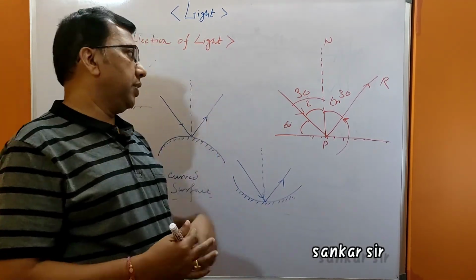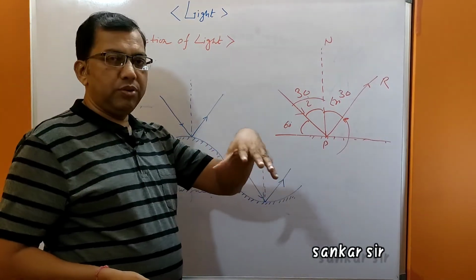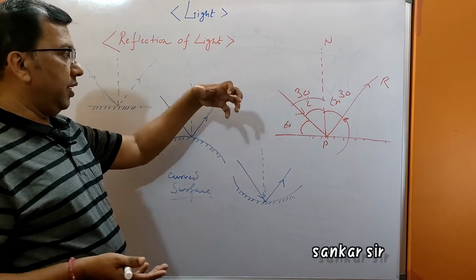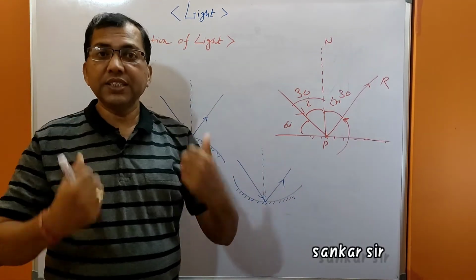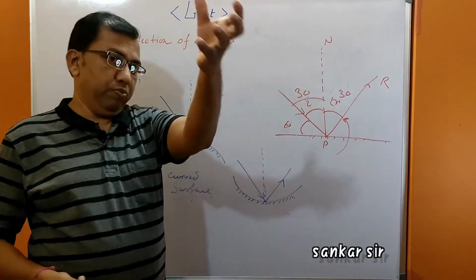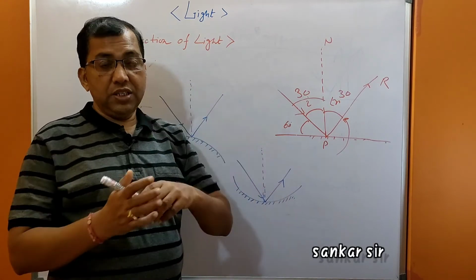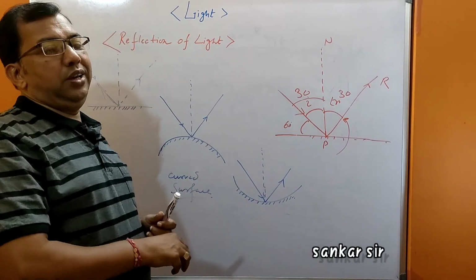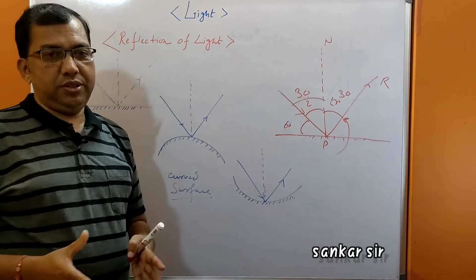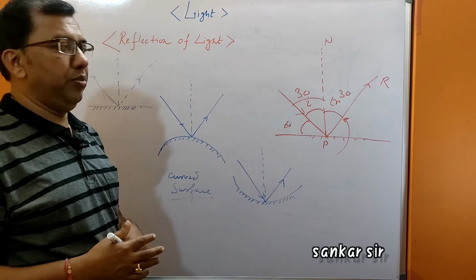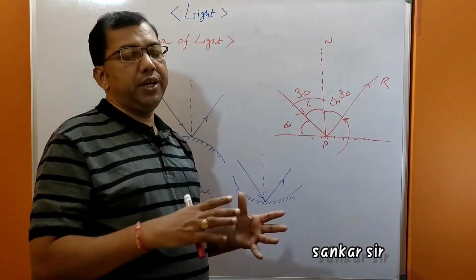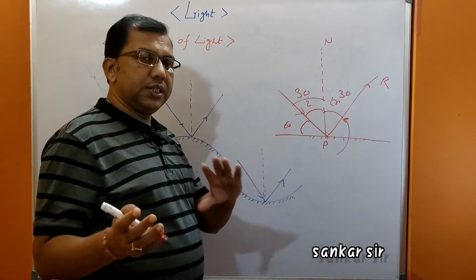Remember it. In the next class, I will discuss images: the real image and the virtual image. A real image is one that can be obtained on a screen; the rays actually meet after reflection at a particular point. In a virtual image, the rays appear to meet but do not actually meet. I will also discuss real image, virtual image, plane mirror, and spherical mirror in the next class.